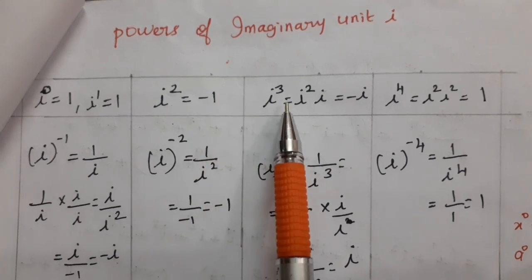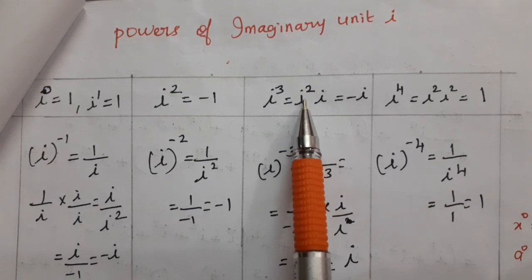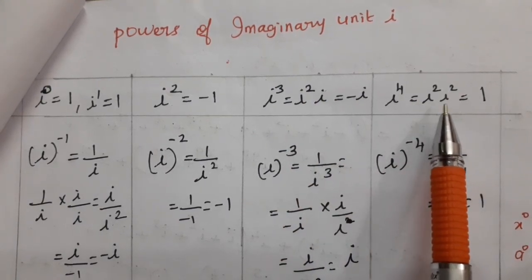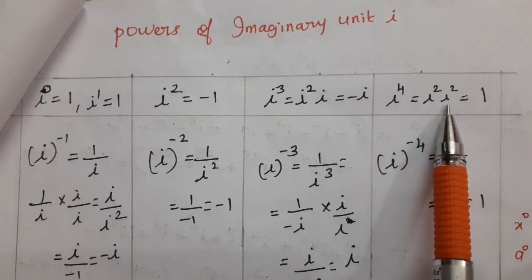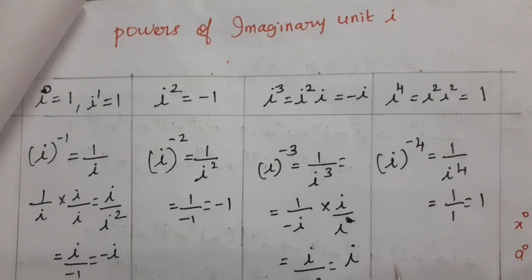I cube equals i square into i, that is minus i, because i square is minus 1, and minus 1 into i is minus i. I power 4 is i square into i square. I square is minus 1, another i square is minus 1, and minus 1 into minus 1 is plus 1.